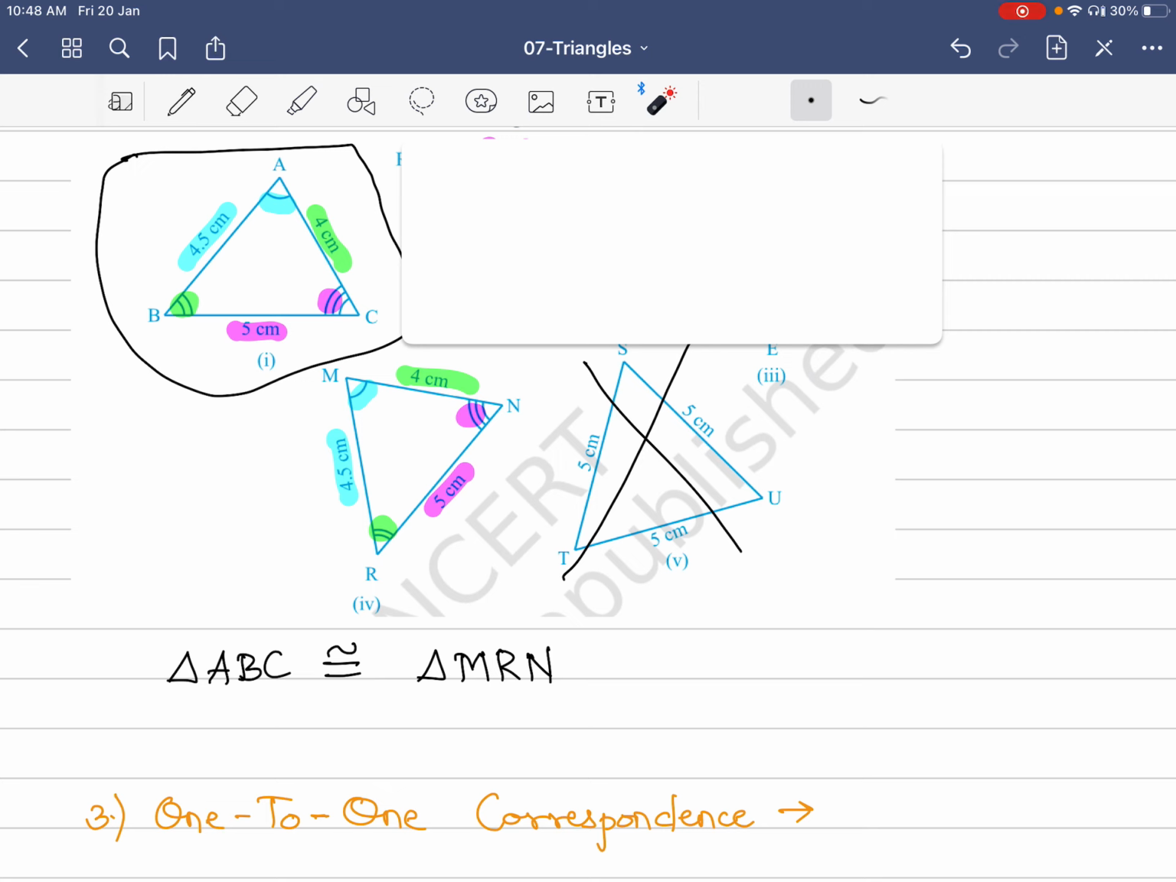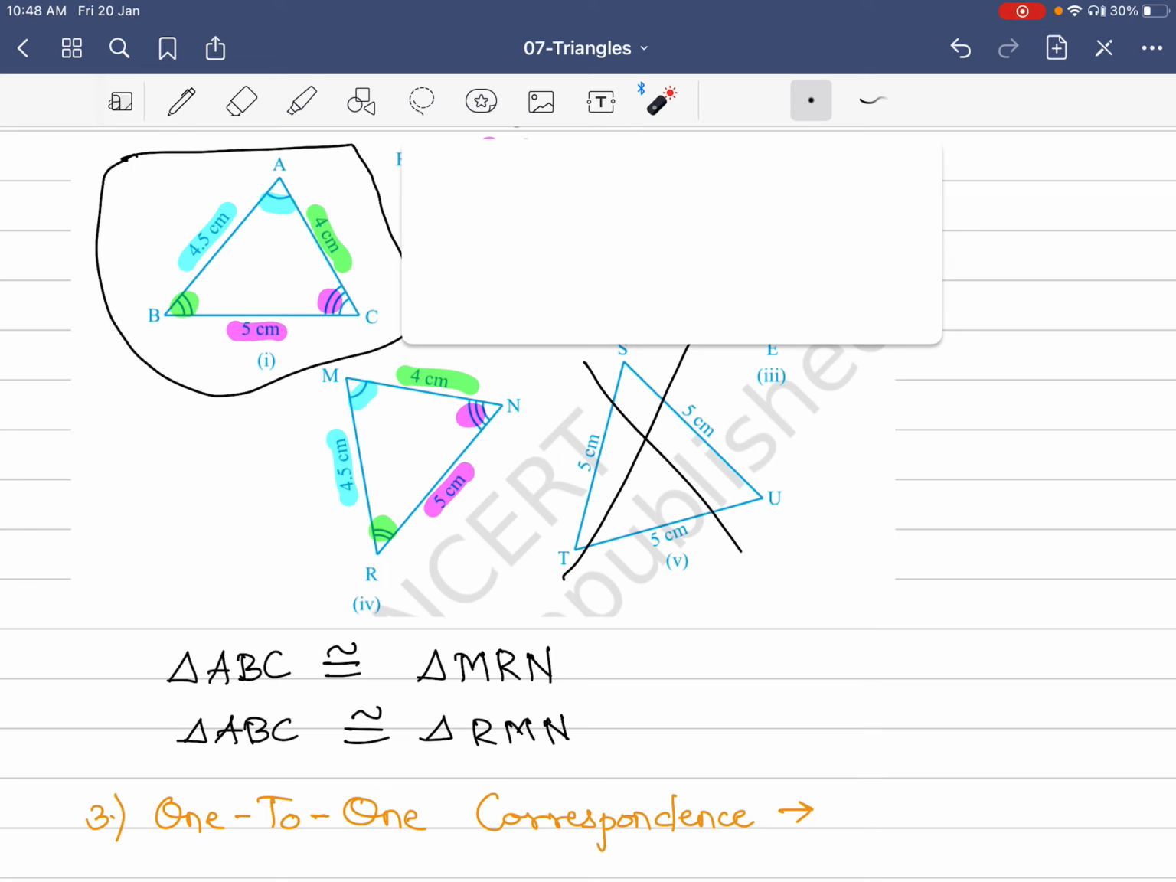We cannot say, for example, that triangle ABC is congruent to triangle RMN. Okay, I have just changed the notation of the triangle. Instead of calling it MRN, I have said RMN. When we say triangle ABC is congruent to triangle RMN, it means that angle A is equal to angle R. But in reality, angle A is not equal to angle R. Angle A is equal to angle M.